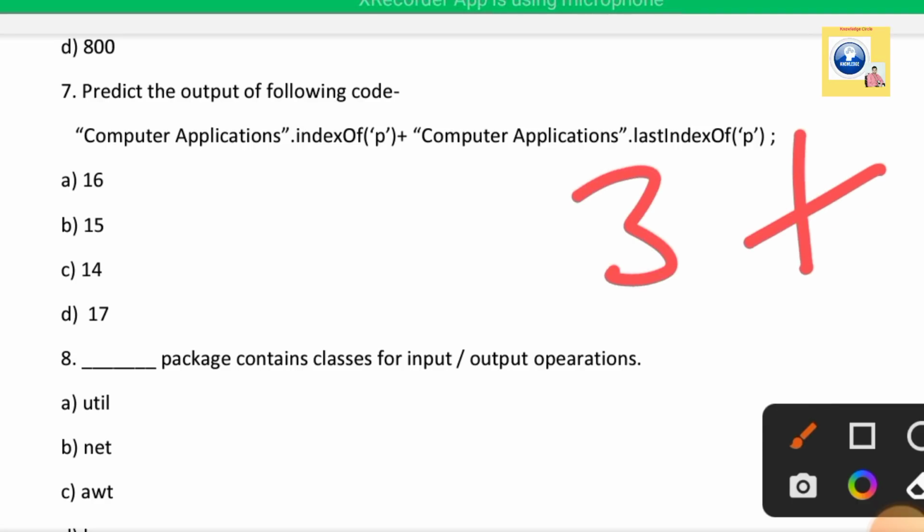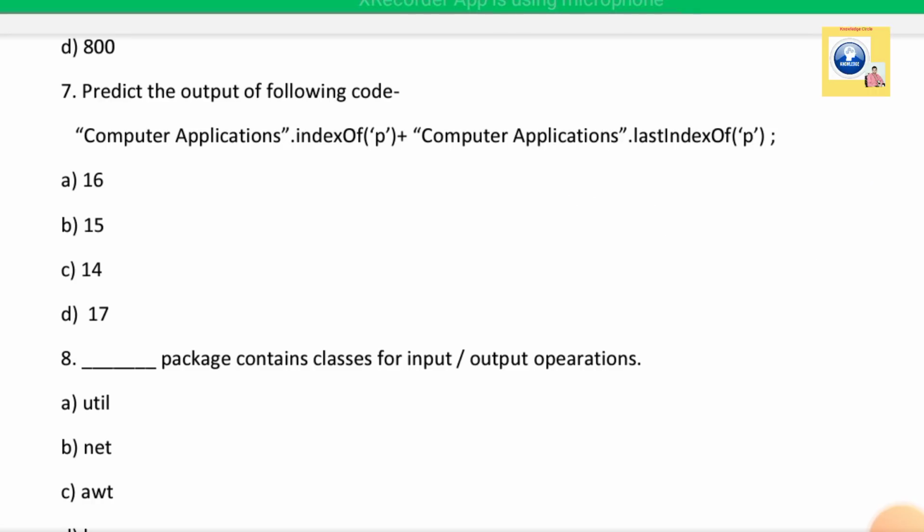Let's go to the next one, and we will look for the last occurrence of p. When you look for the last occurrence, count 0 1 2 3 4 5 6 7, space, 8 9 10 11.